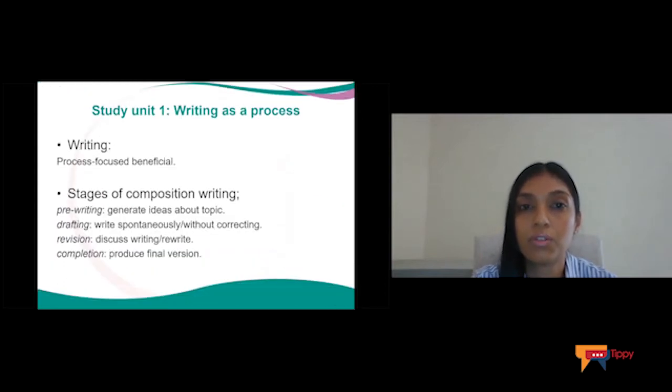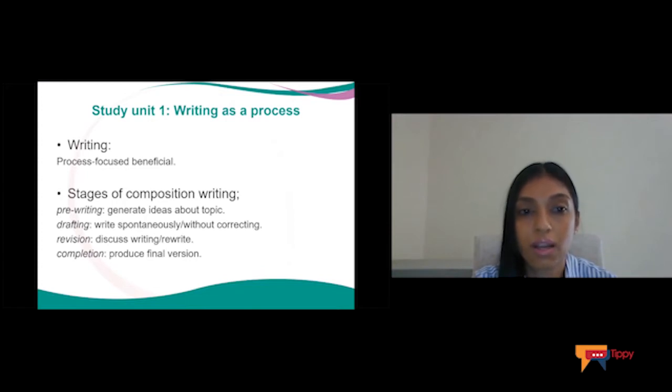I now move on to discussing the different study units as outlined in your study guide. Study Unit 1 speaks about writing as a process. In the study unit, you will read that writing is regarded as a process. In this process, you will go through various stages of writing.